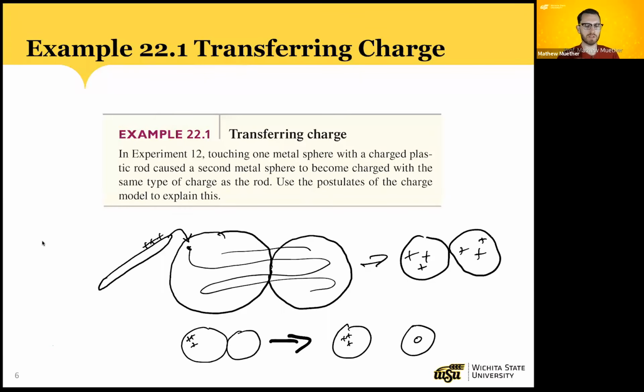The conductor really allows the charges to flow around, and not only allows it, but if there's charge on a conductor, it will distribute itself uniformly across that entire metal object. And we think about a metal object as any pieces of conductor that are in physical contact with one another. Okay.